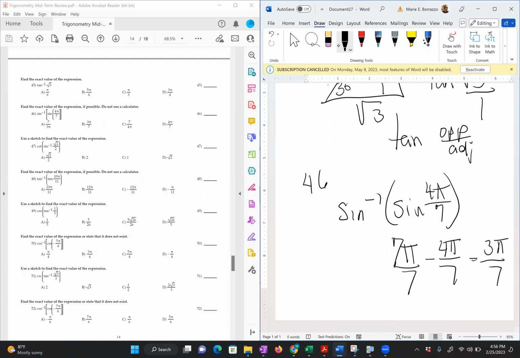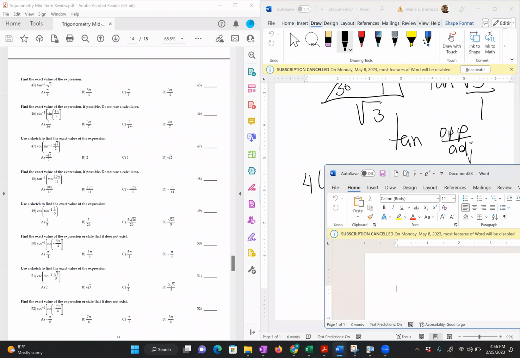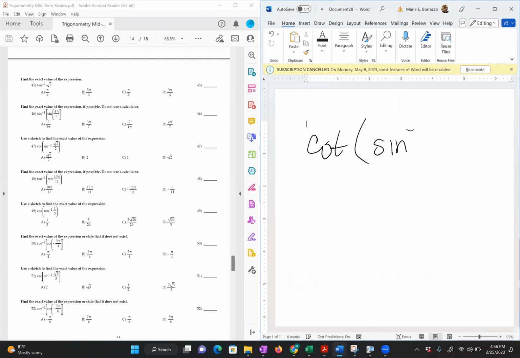So 47. I have the cotan of sine inverse of square root of 2 over 2. Okay, so sine inverse, this is obviously a 45, 45, 90 triangle. And again, this is 47.